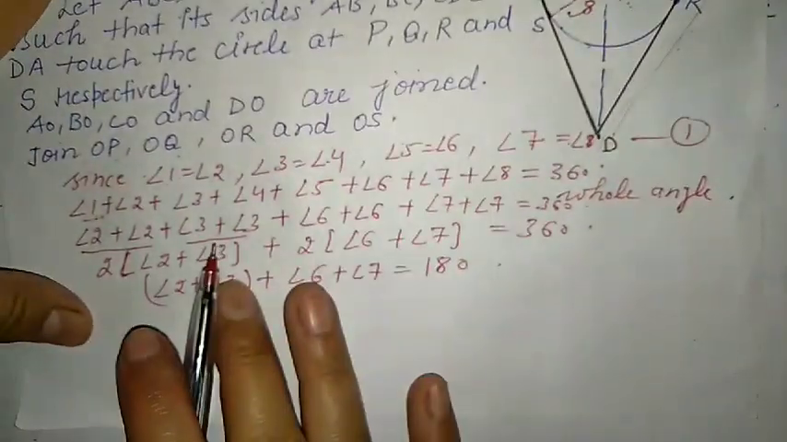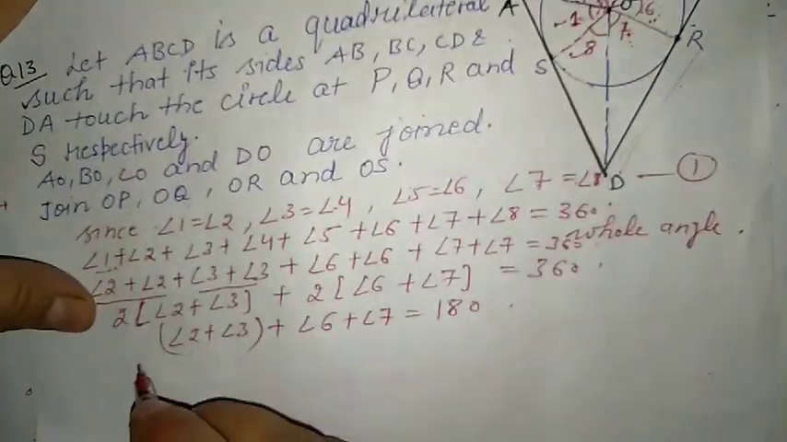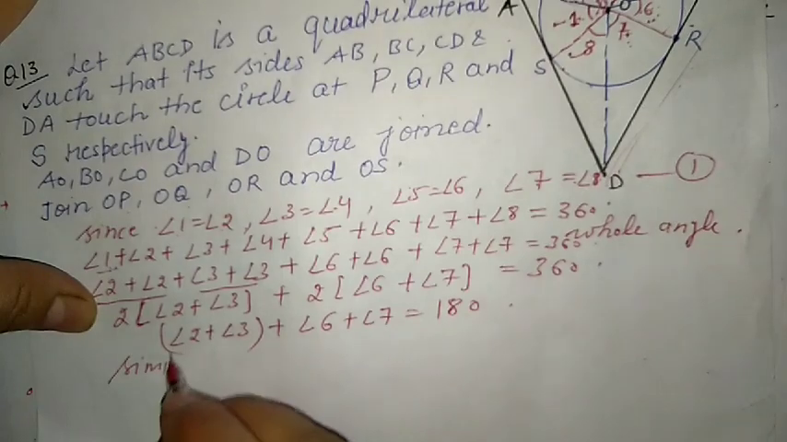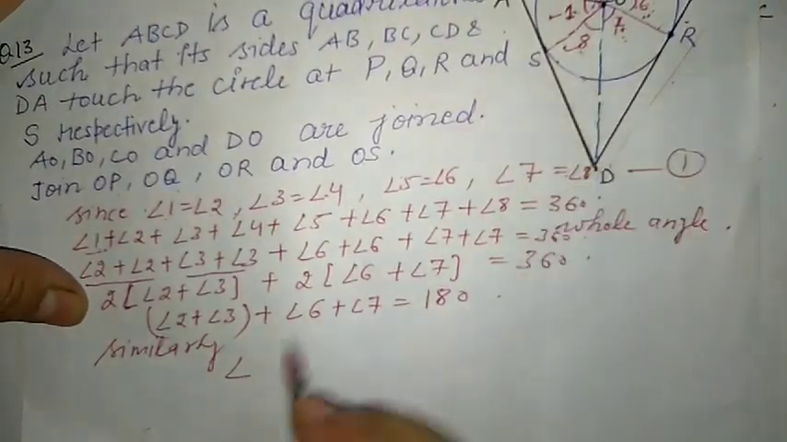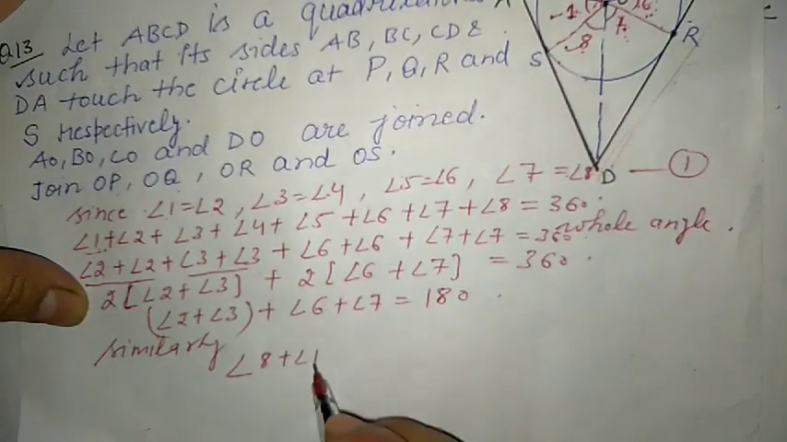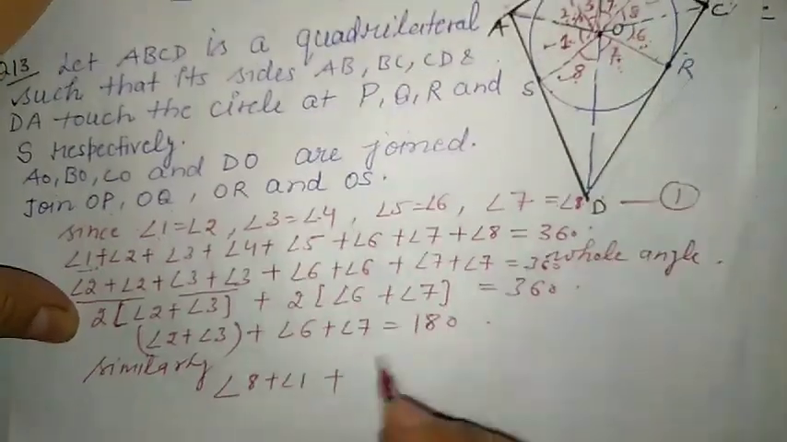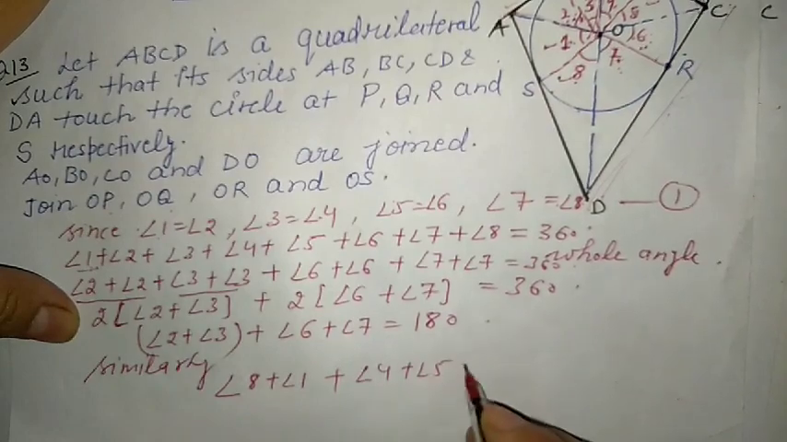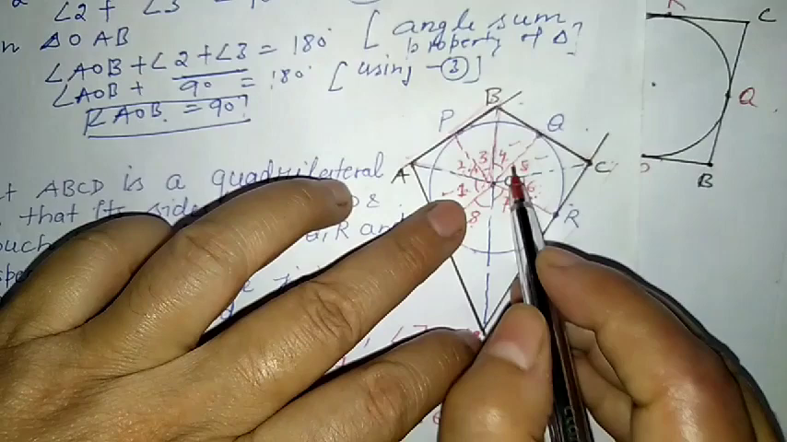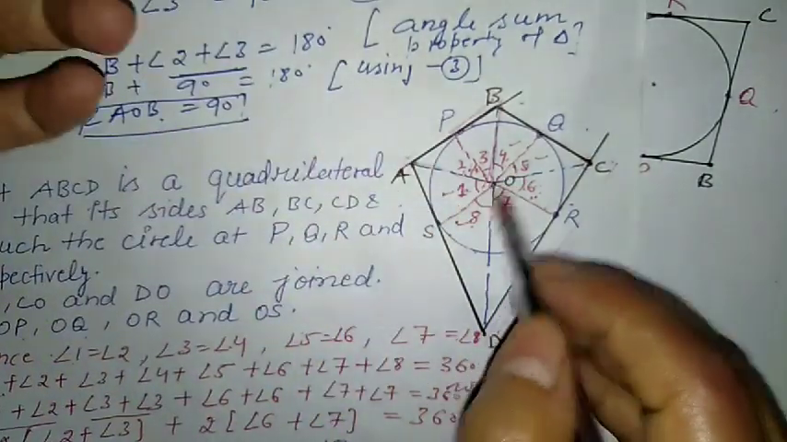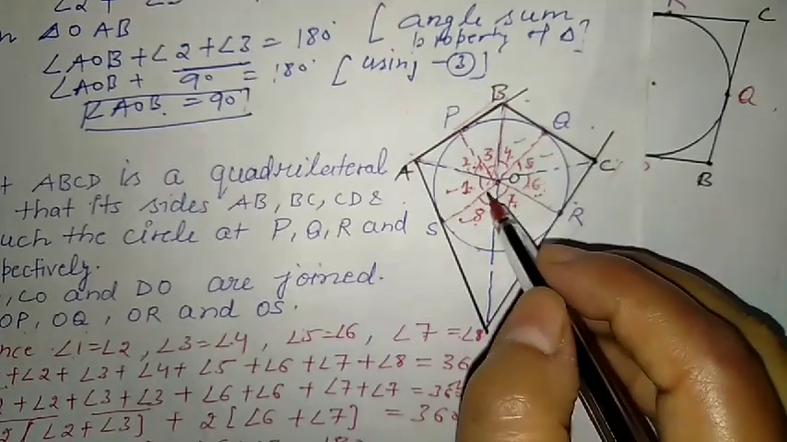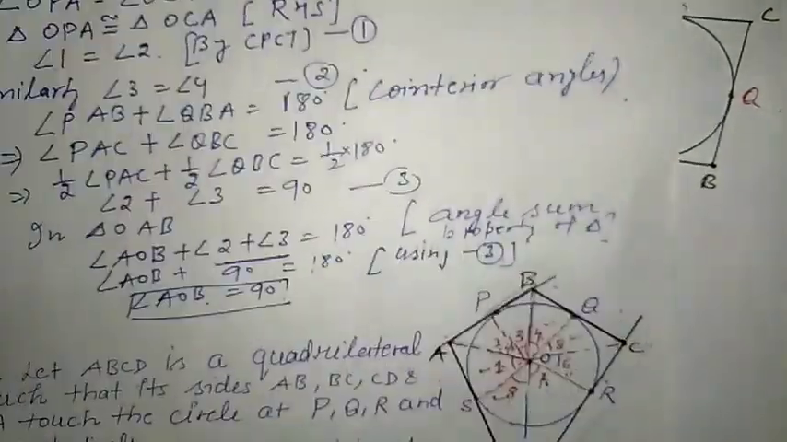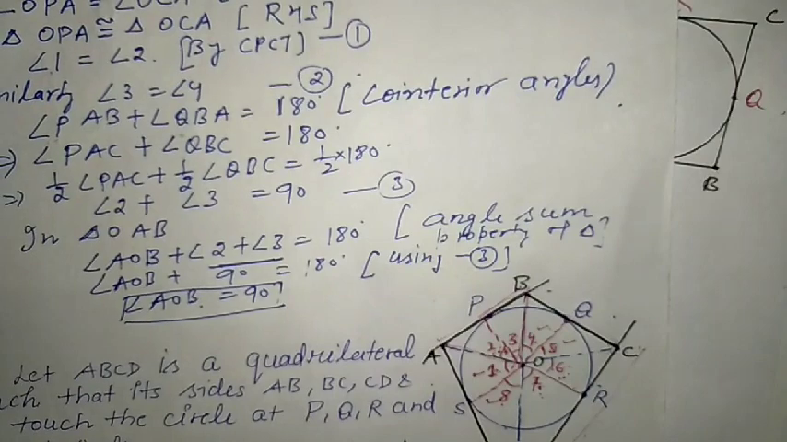सिमिलरली ये हमारे पास आ गया. इसी तरह से हमारे पास आ सकता है, सिमिलरली एंगल 8 प्लस एंगल 1 प्लस एंगल 4 एंड 5 इज इक्वल्स टू 180 डिग्री. तो हमने प्रूव किया कि अपोजिट साइड सेंटर पर जो एंगल फॉर्म करते हैं, दे आर सप्लीमेंट्री टू ईच अदर. अपोजिट साइड्स सेंटर पर जो एंगल फॉर्म कर रहे हैं दैट आर supplementary to each other. So this was the question.